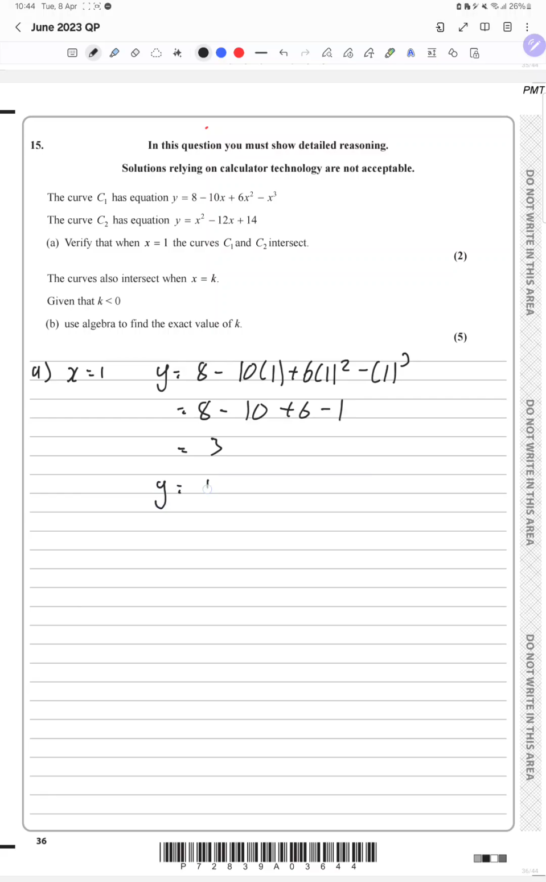And in the other equation, we get 1 squared minus 12 times 1 plus 14. 1 minus 12 plus 14, 3. Therefore, x equals 1 is where C1 and C2 intersect.